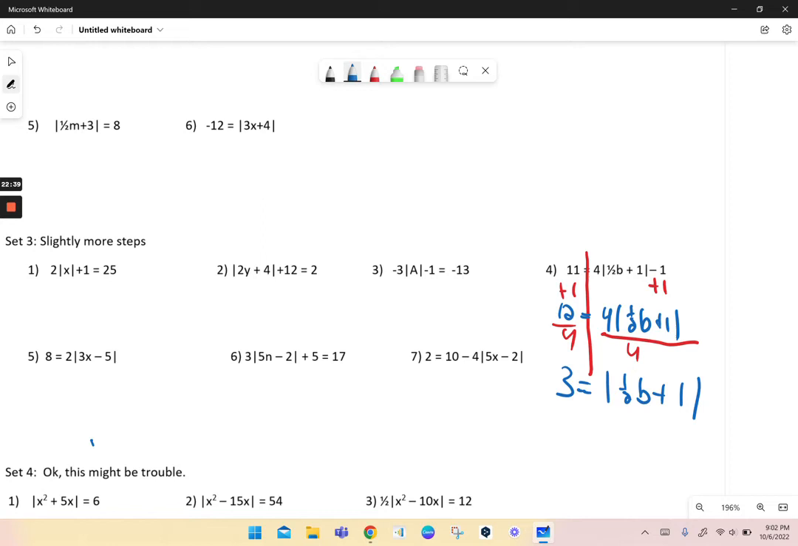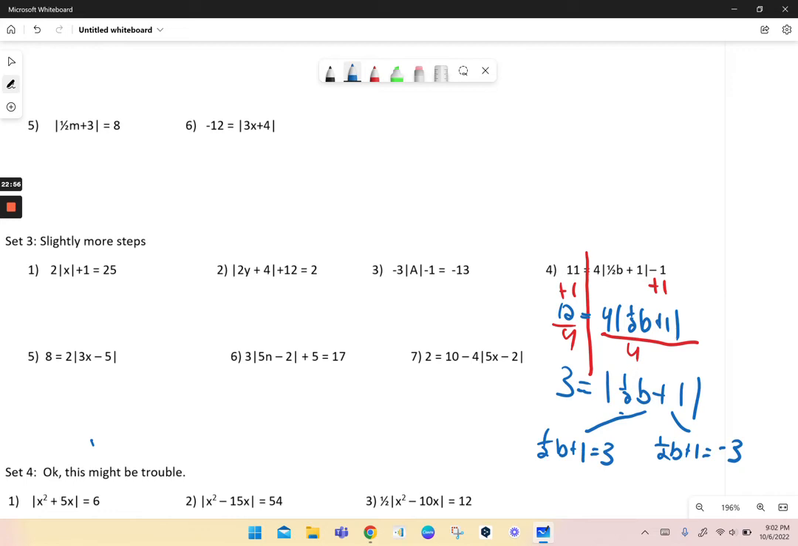Okay, next step, we've got the absolute value by itself, so now we need to see what could the inside of the absolute value be equal to? Well, 1/2 b plus 1 could equal 3, or 1/2 b plus 1 could equal negative 3, because the absolute value will turn it to positive 3 either way. And so we have to solve this.